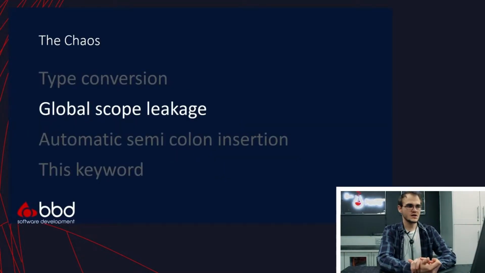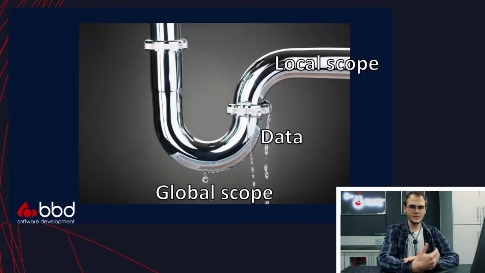The next thing that we're going to take a look at is our global scope leakage. One of the best analogies I can think of for global scope leakage is a leaky pipe, where the pipe itself is our local scope, and the water inside of that pipe is the data. When global scope leakage occurs, it is where the water is leaking out of that pipe and into the space around it. So we're leaking data from our local scope into our global scope.